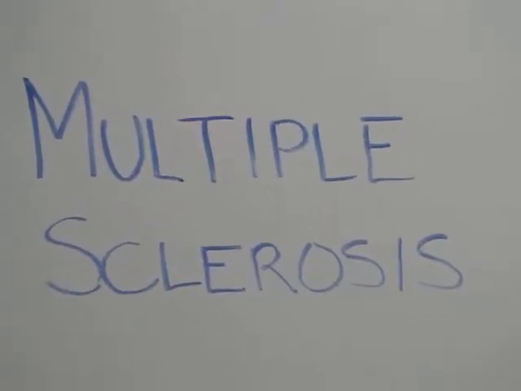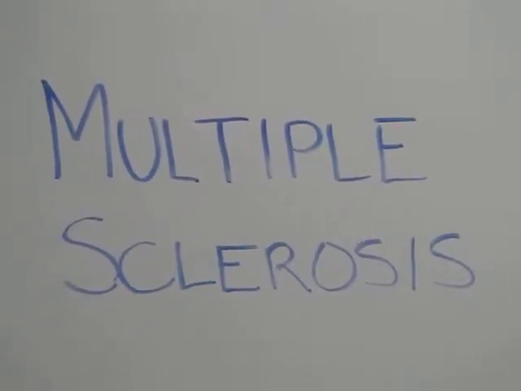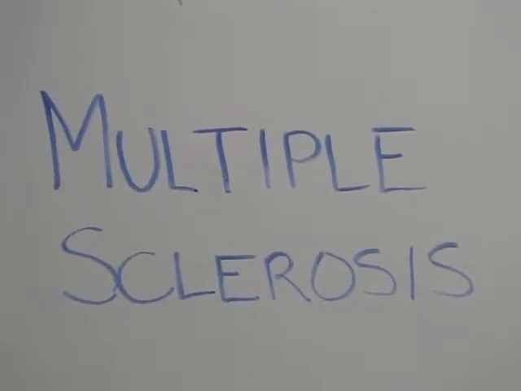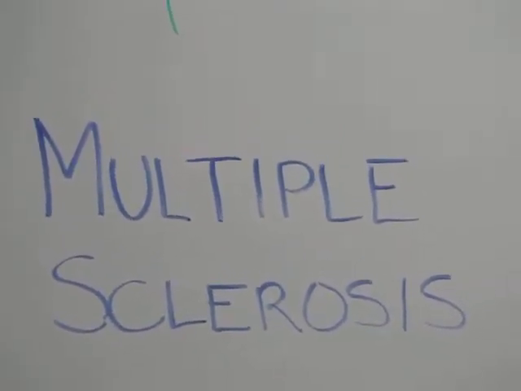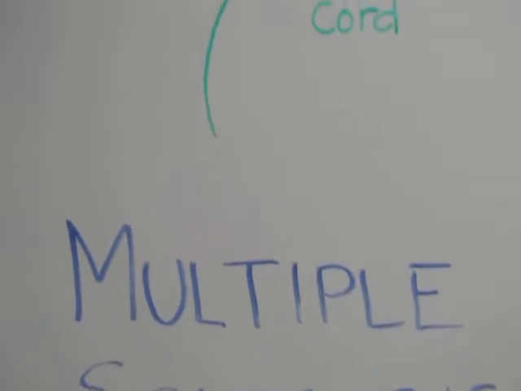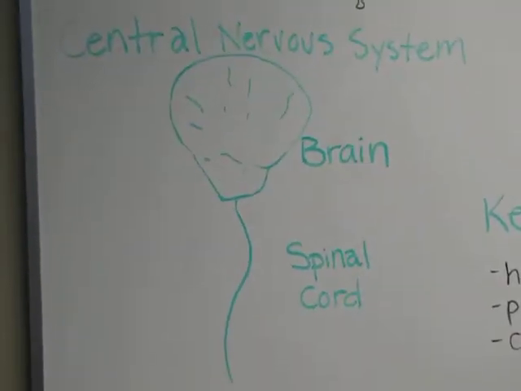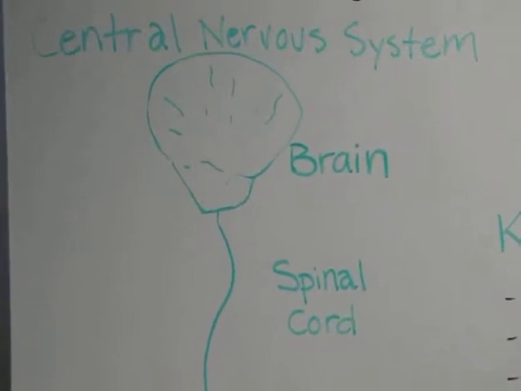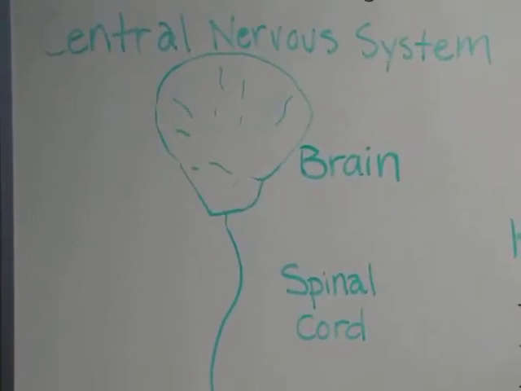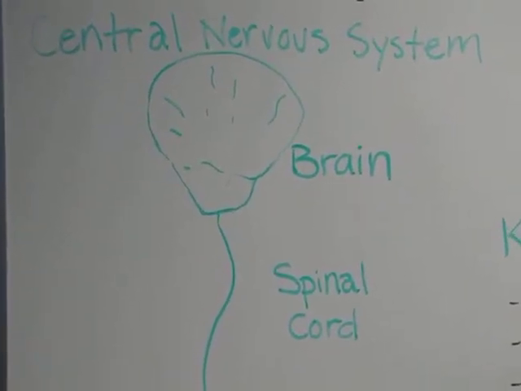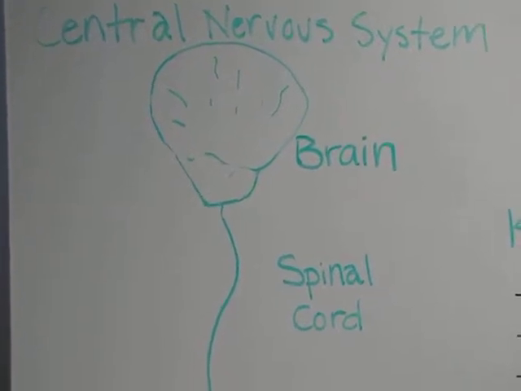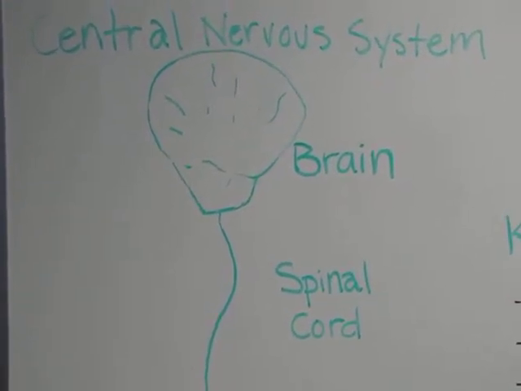Multiple sclerosis. Multiple sclerosis is an autoimmune condition. The body's immune system starts to attack cells within the central nervous system, which consists of the brain and spinal cord. The brain and spinal cord is the control center of the nervous system that integrates and interprets sensory information and dictates motor output. The central nervous system is packed with neurons.